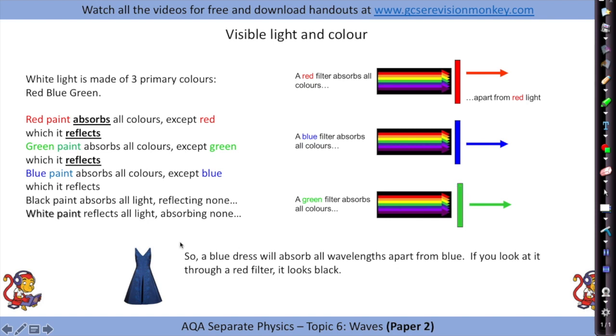Now, if we were to shine a white light onto a blue dress, why does it look blue? A blue dress will absorb all wavelengths apart from blue. Now, if you then got a red filter, because red filters only let red light through, and we're looking at a blue dress, the blue dress would appear black. Okay, if we use a blue filter, the blue dress would appear blue, and if we use a green filter, the blue dress would appear black.